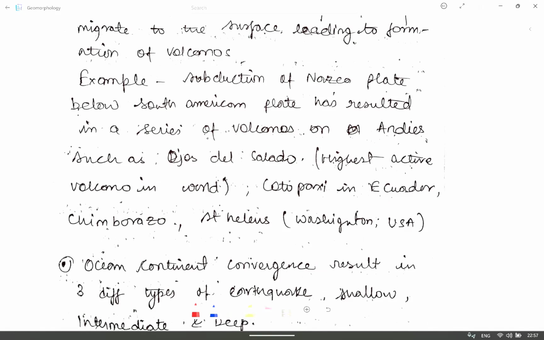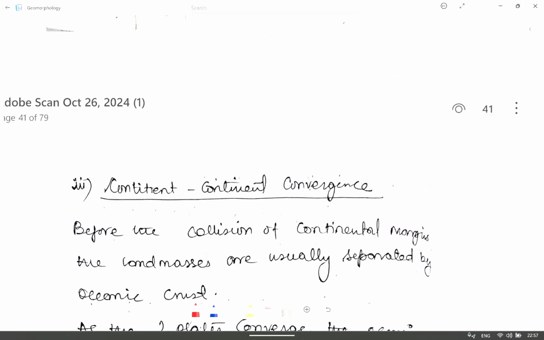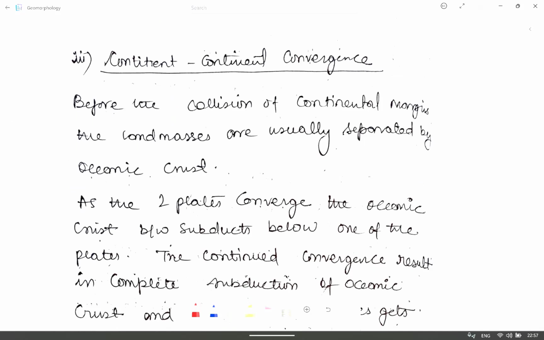Cotopaxi in Ecuador, Chimborazo, St. Helens in Washington, USA. Ocean continent convergence. It results into 3 types of earthquakes: shallow, intermediate, and deep. Third आता है continent convergence.